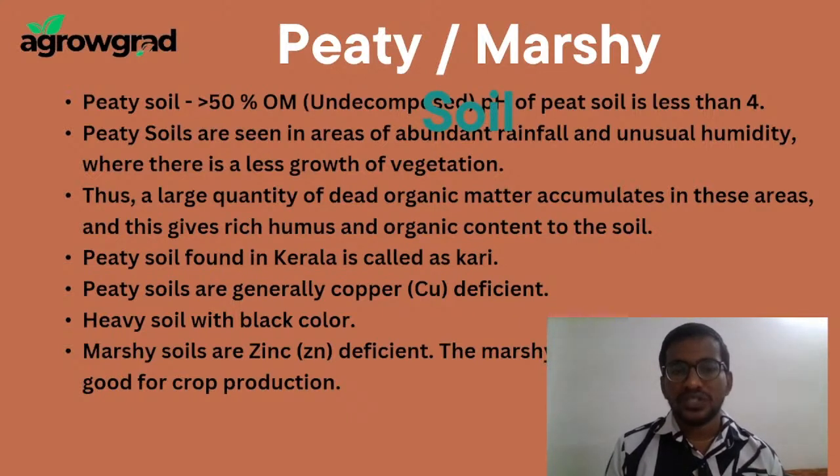Peaty soil is generally copper deficient and is a heavy soil with black color. Marshy soil is always zinc deficient and is not considered good for crop production. If you are planning to grow any crop in marshy soil, you should give importance to the zinc deficiency, and you can give zinc fertilizer or a zinc foliar spray. But better you avoid this kind of soil.